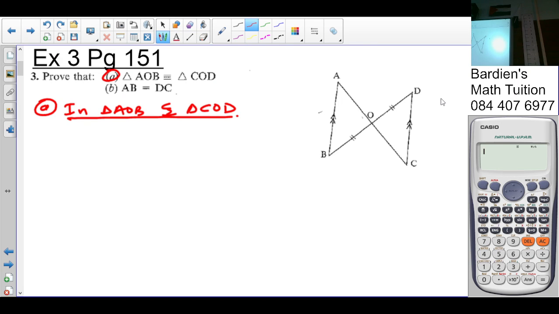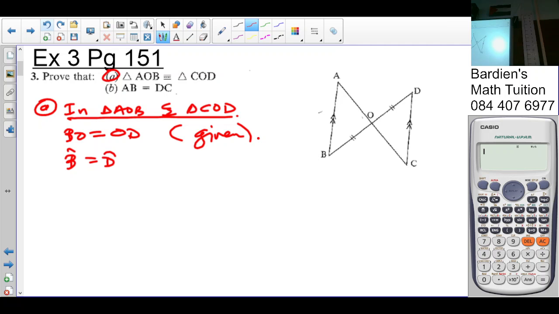Yes, BO is equal to OD. Why? That is given to us. Next. Angle B is equal to angle D. Why? Alternate angles. Can you all see that, people? B is equal to D is alternate angles.